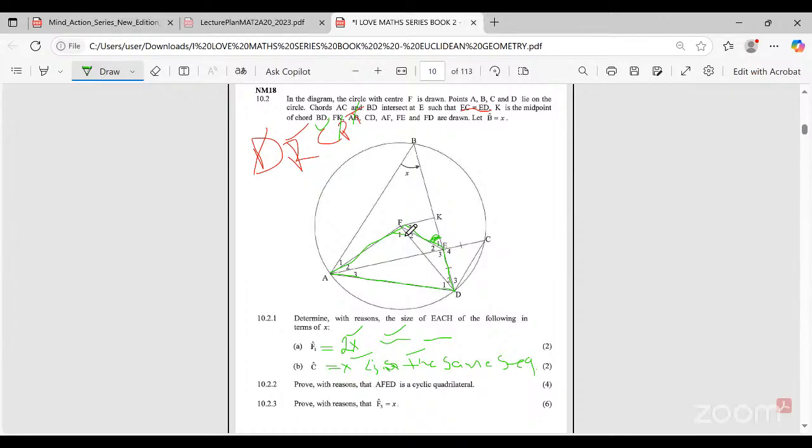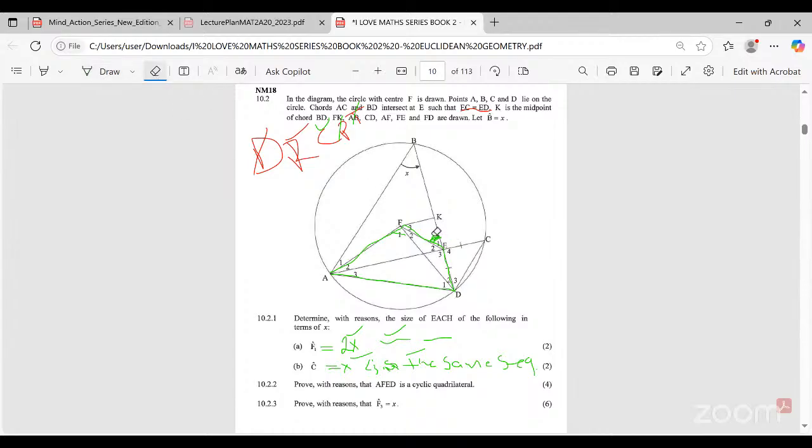Oh, almost, but no, incorrect. I thought you saw something, but yeah, you were almost there. But no, these are not angles in the same segment, because remember I said I was going to prove it by saying they're subtended by the same chord.